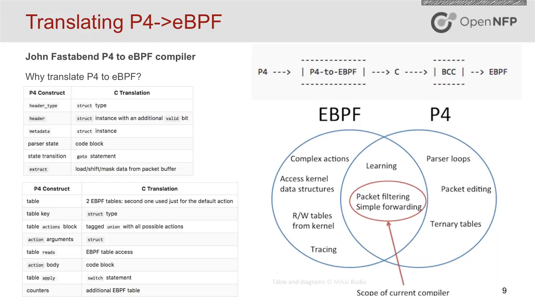So you can see with the Venn diagram on the bottom right that there's an overlap between the functionality of eBPF, which in fact can do a lot more than just packet processing. It can be used for putting tracing and probes into the kernel, accessing kernel data structures, which may have nothing to do with packet processing. But the key takeaway here is that the scope of the compiler that John's written is purely in the area of packet filtering and simple forwarding. It's not meant to be a complete translation between all the functionality of eBPF and P4.